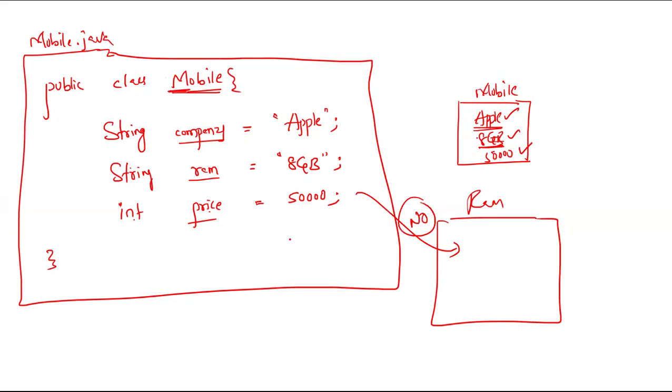Because for every Java program to execute, there is a starting point of program execution and there is an ending point of program execution, and within that only. Because there is no main method, this Mobile class data will not be loaded into the memory.